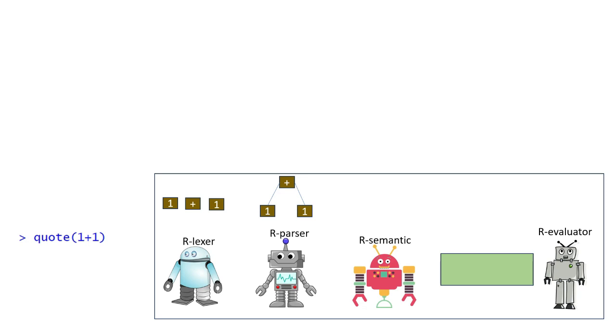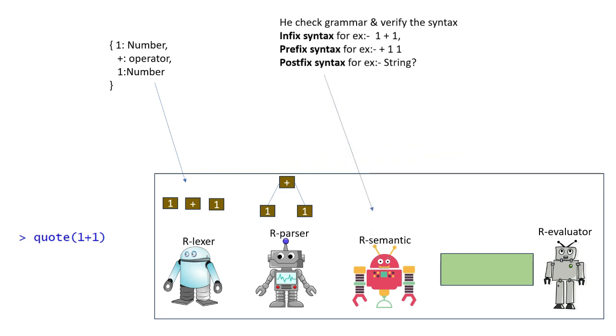So when you type this command, it is tokenized by the R lexer. It already knows one is numeric data and plus is an operator. You don't need to tell it. After that it parses the code and does semantic checking. So it checks the grammar and verifies the syntax.